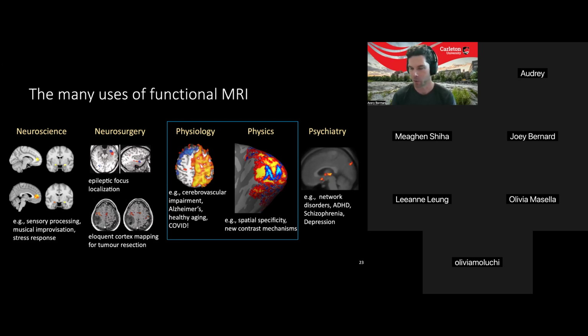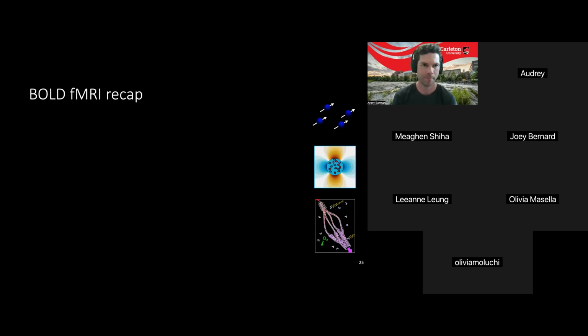So I originally was working mostly on studying brain physiology and fMRI physics. And now in addition to Carleton, I work also at a mental health hospital. So branching out more into psychiatric applications of these methods that we develop.